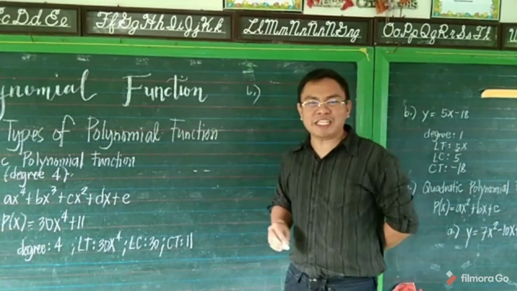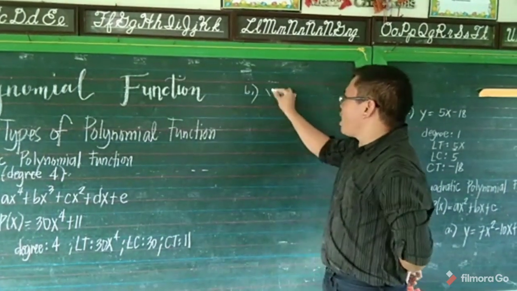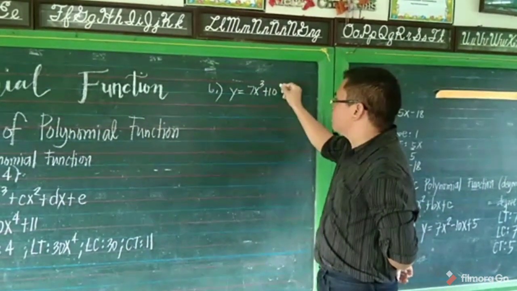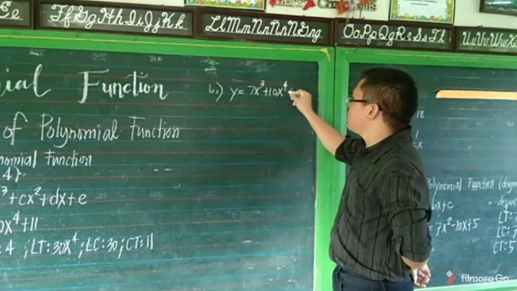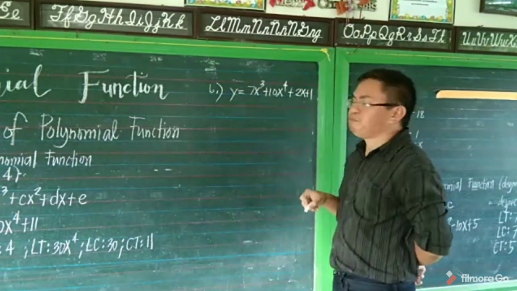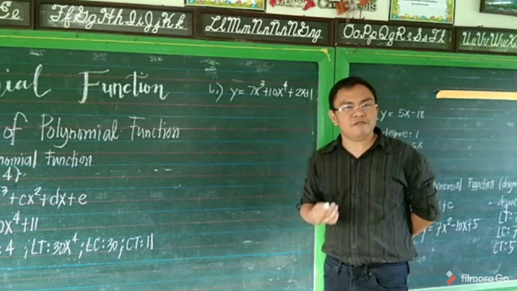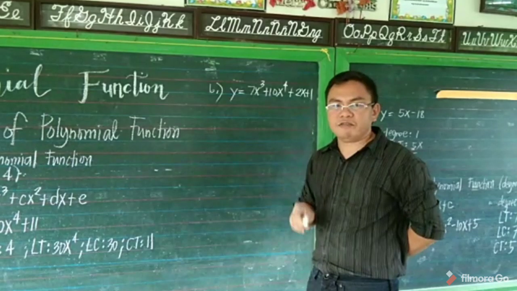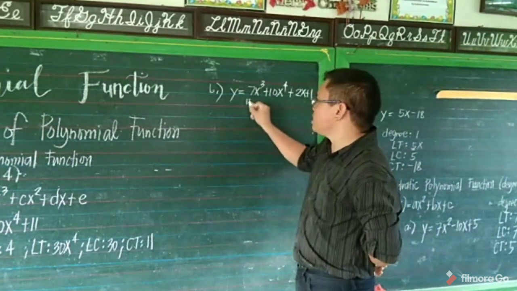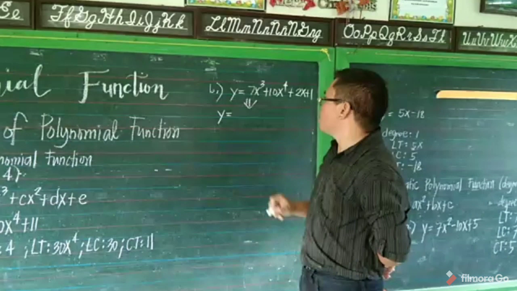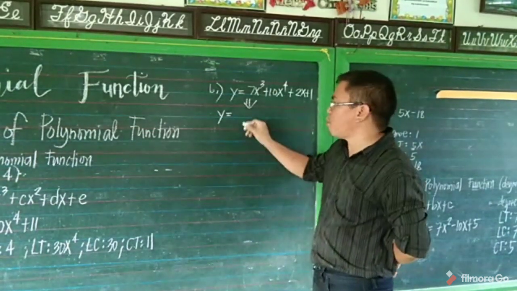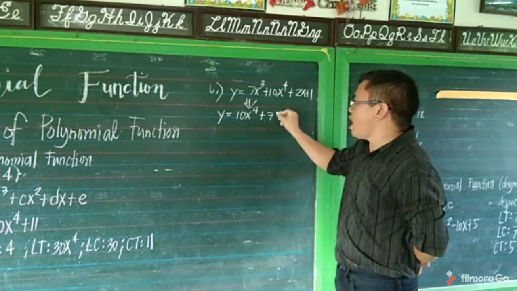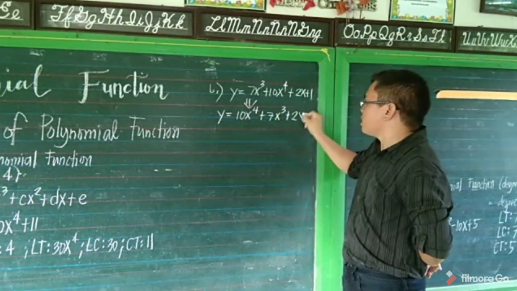Now let me give you another example for quartic. Y is equal to 7x cubed plus 10x to the exponent of 4 plus 2x plus 1. Obviously, the given is not in standard form. So just like what I said, you have to rewrite first the given into standard form. So this will become y is equal to the term with highest exponent, that would be 10x to the exponent of 4, followed by 7x cubed plus 2x plus 1.